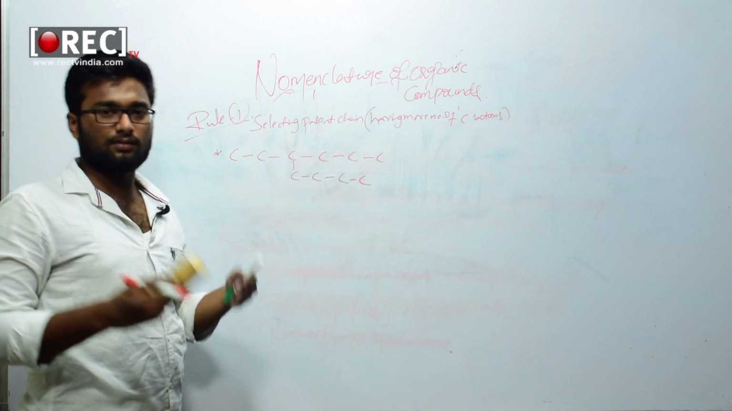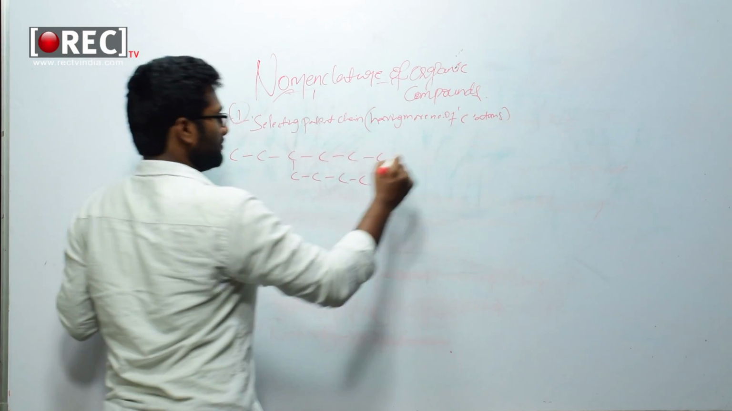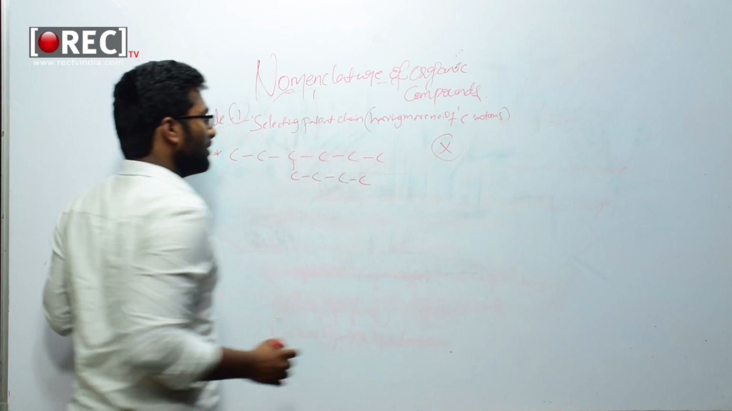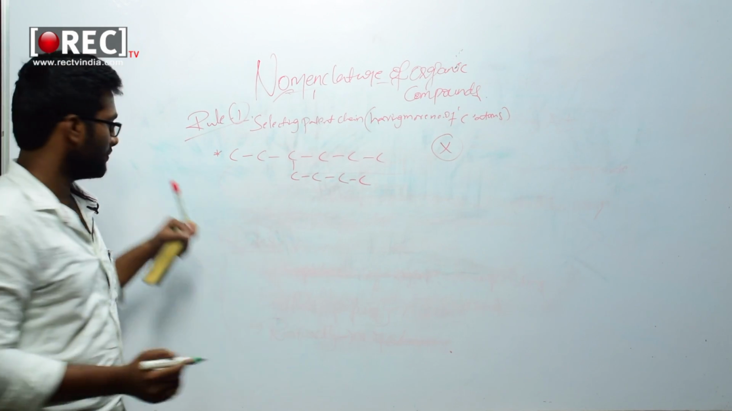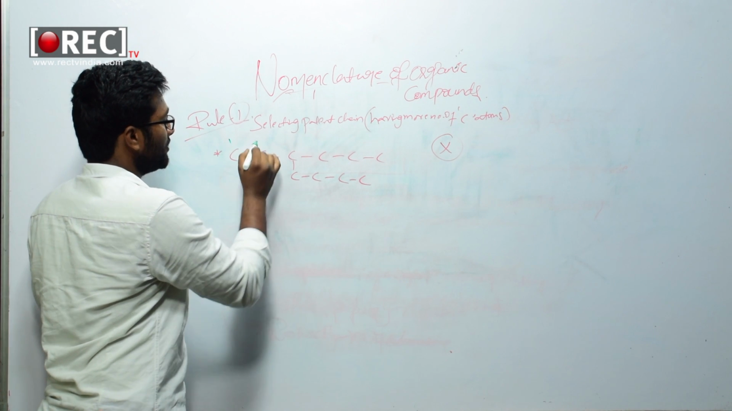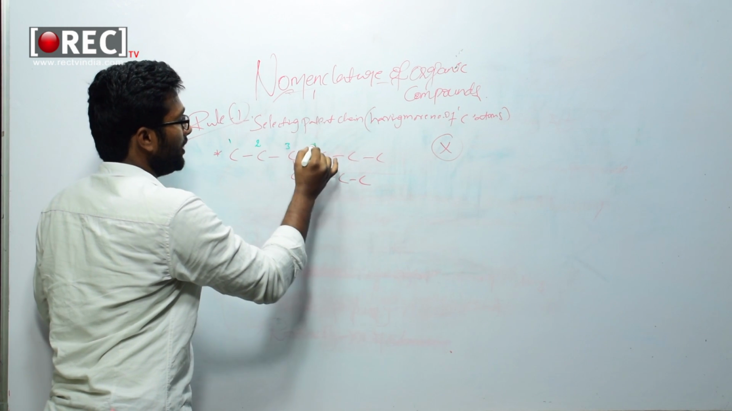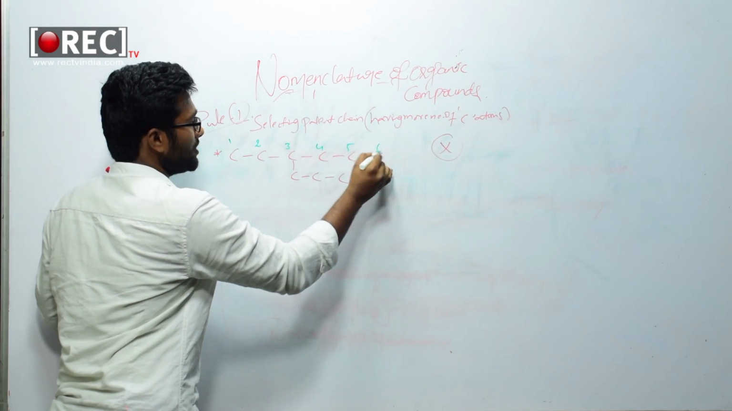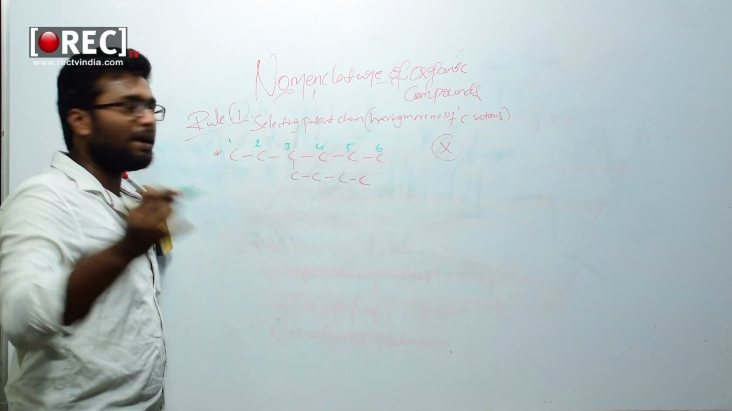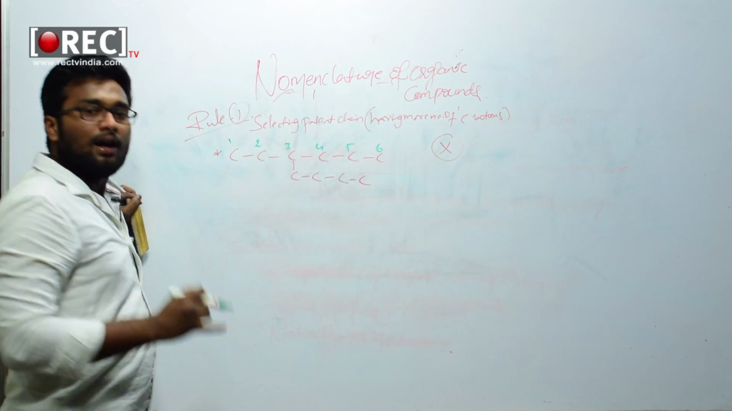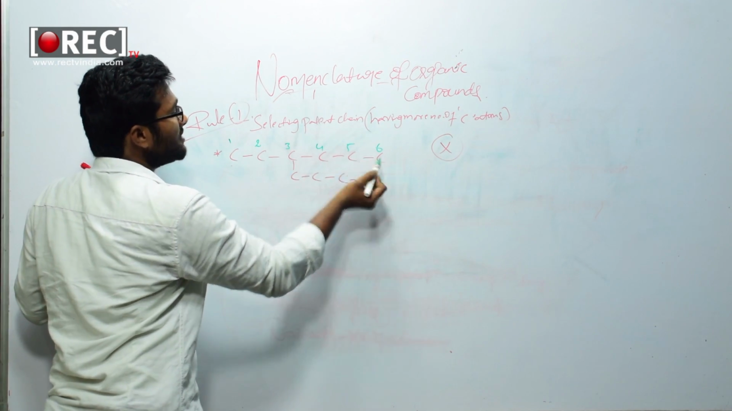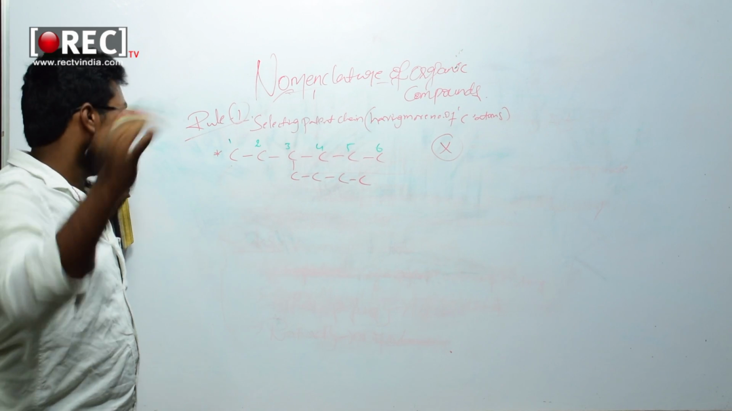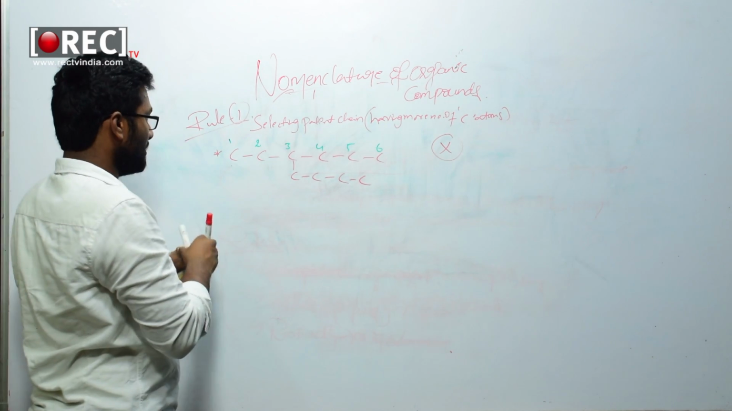Let me say this is any compound, like whatever. Let's consider this compound as X. Now let's count the number of carbon atoms here. Let's count like this: 1, 2, 3, 4, 5, 6. If I number carbon atoms in this serial fashion, how many carbon atoms are there? 1, 2, 3, 4, 5, 6. 6 carbon atoms.